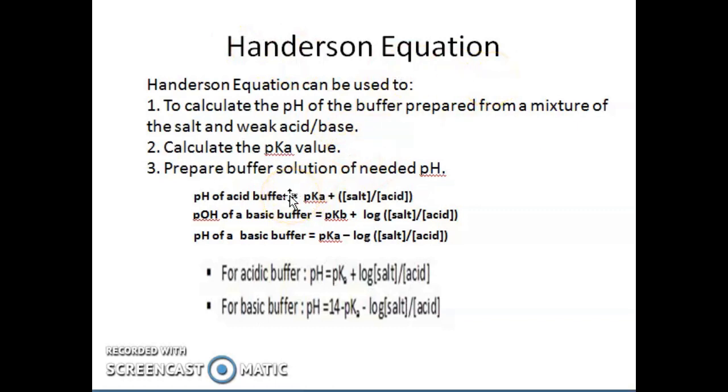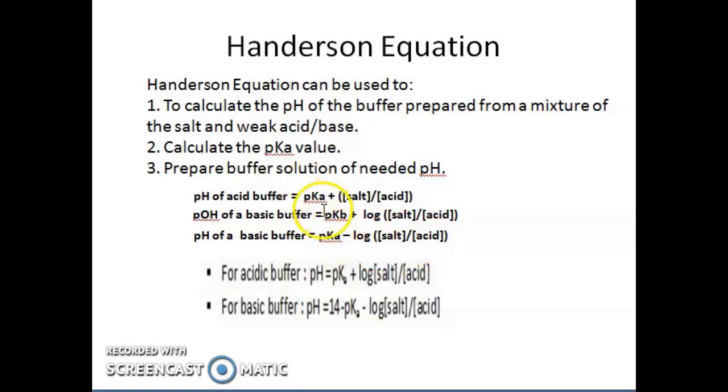So in simple terms, the formula is: pH of an acid buffer is equal to pKa plus log of salt by acid. In a similar way, if I want to calculate pOH of a basic buffer, we could say it is pKb plus log of salt by acid. Third, we can also calculate pH of a basic buffer as pKa minus log of salt by acid.